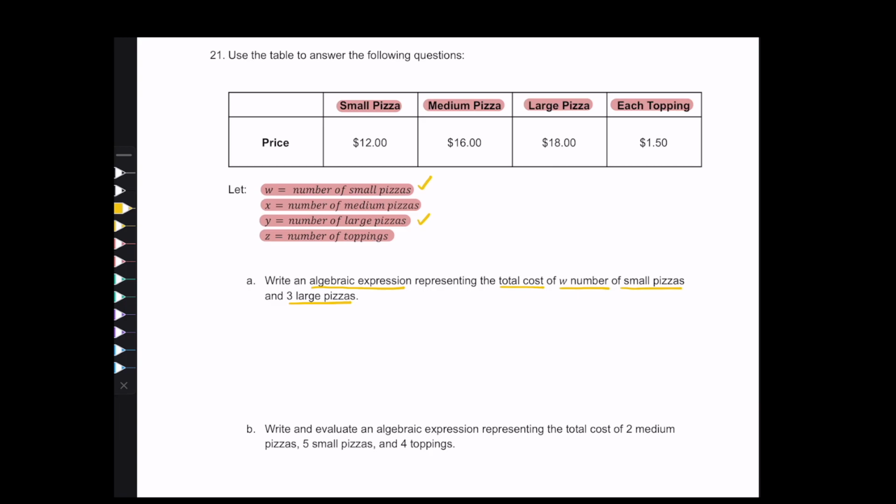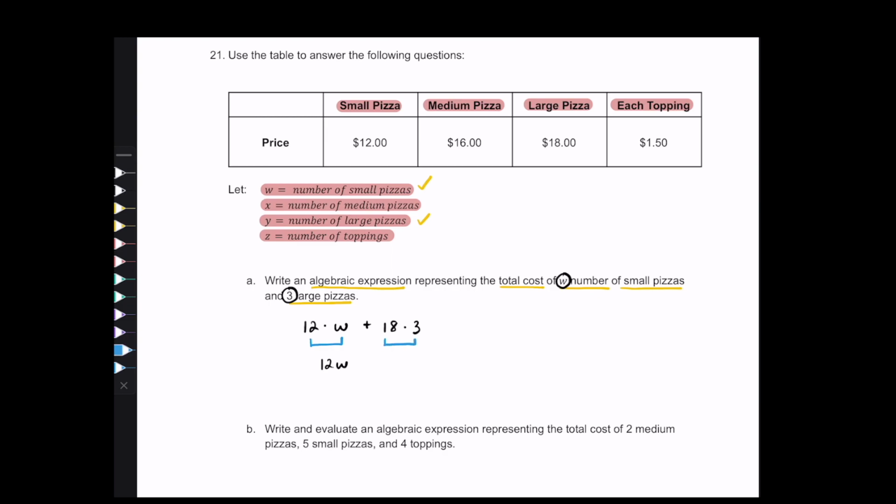Okay, so the total cost, well, if we're going to be getting W small pizzas, how much does a small pizza cost? So it's $12 for every small pizza. And we don't know how many we're getting, so we have to multiply that by W. That's how many we're buying. We don't know what that is. Plus 3 large pizzas. Well, it's $18 for every large pizza, and we know we're buying 3 of them here. So we know we're going to be multiplying by 3. So that's going to be the original algebraic expression. And what you should do here is condense this a little bit and write this as 12W. That's expected, to write that as short as possible.